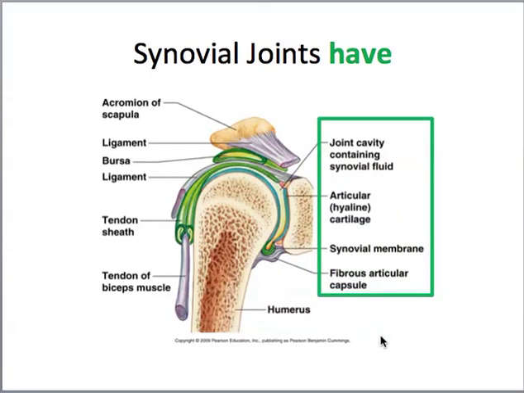Okay, you can see here the acromion of the scapula. Remember that that's that projection at the rear of the scapula that articulates with the clavicle, and it forms a bony support for the superior aspect of the shoulder joint. The coracoid process, which you can't see here, is a bony support for the upper anterior portion of the shoulder joint, but the rest of the shoulder joint is basically soft connective tissue.